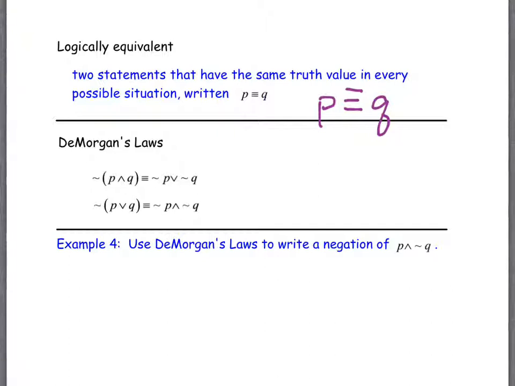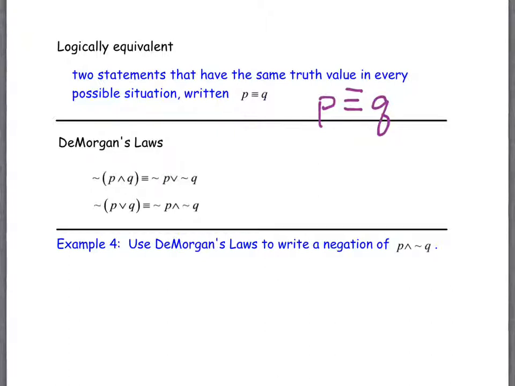De Morgan's laws tell us a really nice logically equivalent set of statements. They tell us that if I have P and Q and I do the negation of it, I get the negation of P and I get the negation of Q, but what happens in between? It changes, right? It started out as an and statement, it becomes an or statement. And the same thing is true if I start out with an or statement. I still negate each of the individual pieces, but then the or statement becomes an and statement. Okay, so we're going to do 2 examples of this.